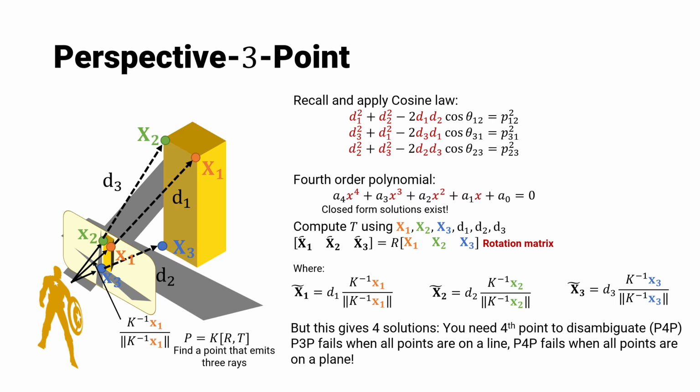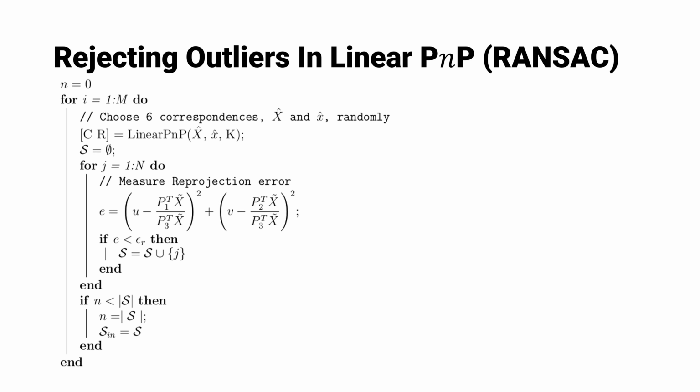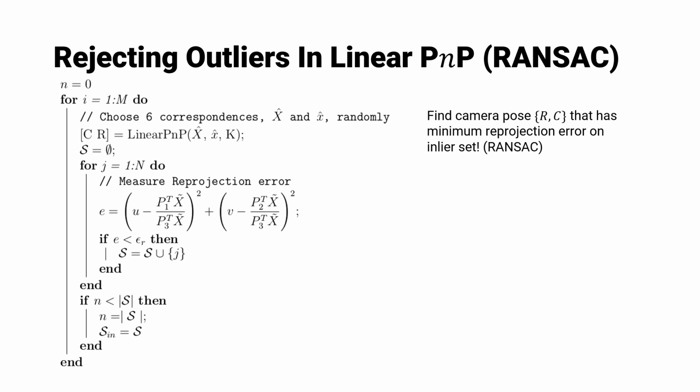In practice, we don't do simple P3P or P4P because they're not really that robust and they're very sensitive to outliers. So what we can do instead is something called PnP, where n is a number we can pick, and then we apply RANSAC along with that to actually remove outliers. The way we do that is we want to find the camera pose R and C so that they have the minimum reprojection error on the inlier set using RANSAC.